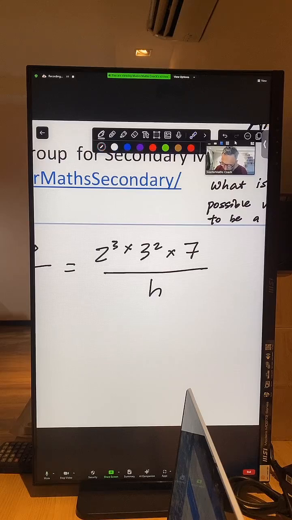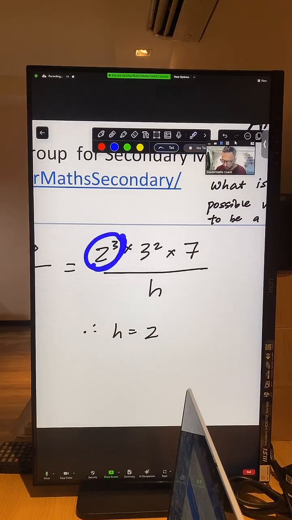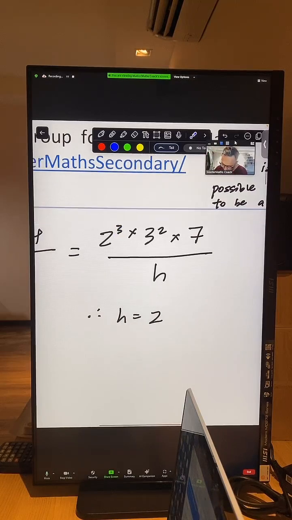So the smallest possible value of h has to be something that has 2 in it. Why 2? Because you see over here, this one is 2 to the power 3. If this is 2 to the power 3, I need to have a 2 over here to cancel out the 3 and make it 2. Because remember, for something to be a perfect square, the indices need to be divisible by 2. I write that down here.